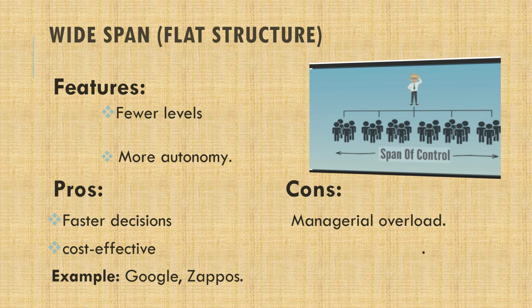Now let us see the features. Here fewer levels of management will be there. Many management levels will not be there, like in narrow span of management. In the narrow span of management, many levels of management are there. Here fewer levels of management are there. That's why they can enjoy more independence and autonomy in the wide span of management. Here, fewer hierarchy levels, lower management costs, and faster communication flow between management levels. All these are possible in wide span of management.